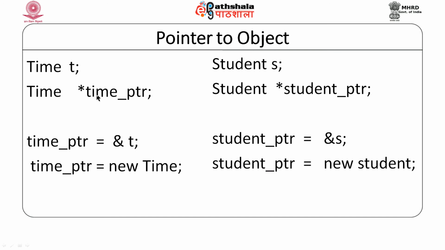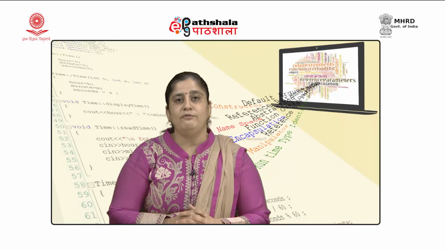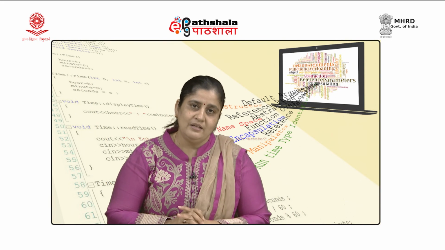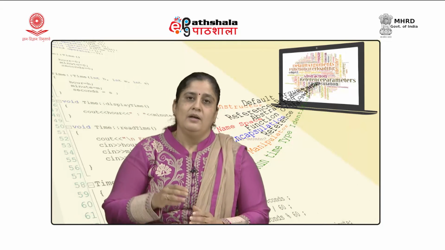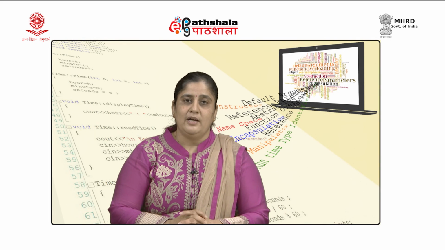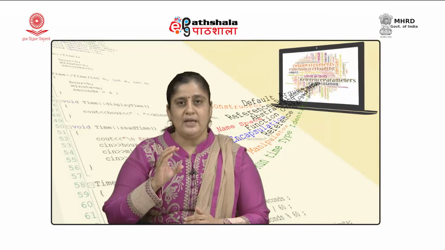Here I am defining an object T of the time class, which we have defined earlier, and here I am defining a pointer to an object of the time class. Once I define a pointer to the time class, what can time PTR store? It can store the address of any object of class time. You may recall that pointers only store addresses.